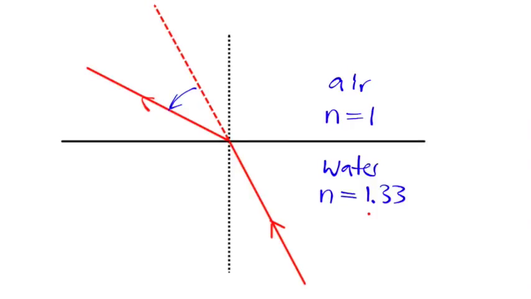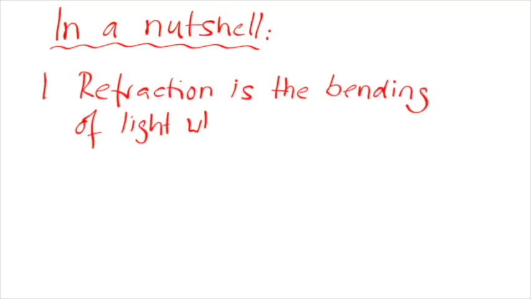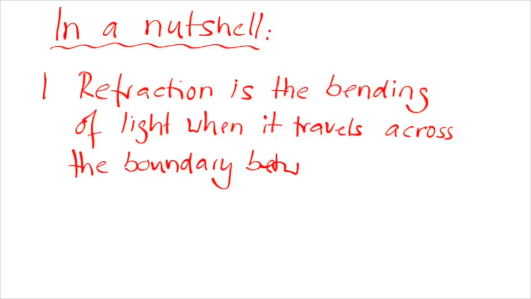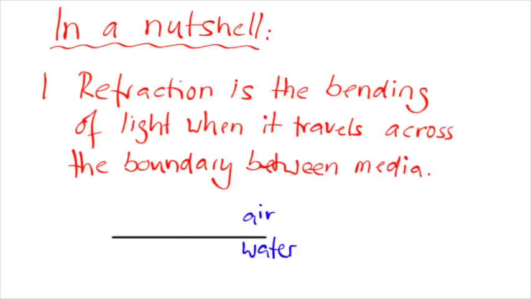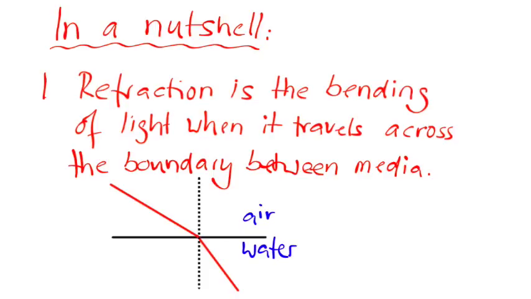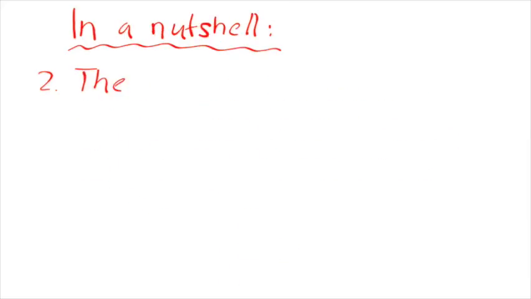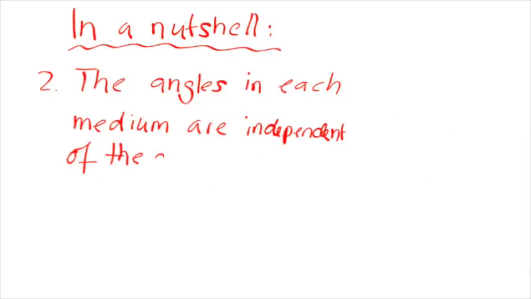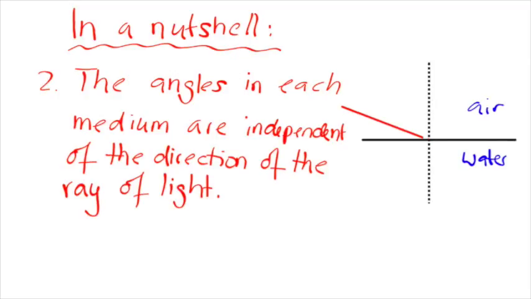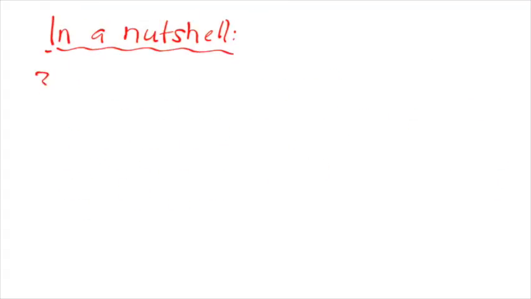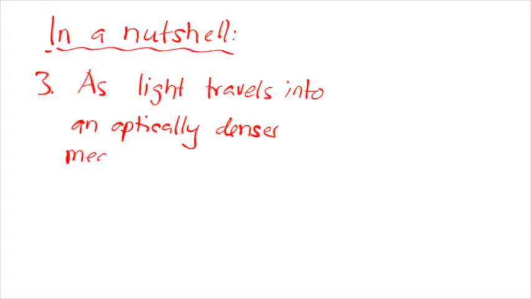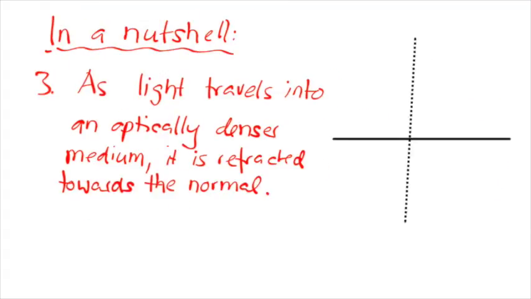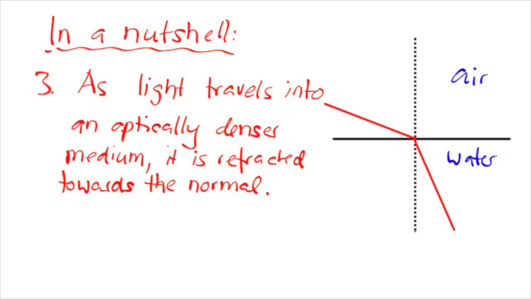So, let me summarize. In a nutshell, number 1, refraction is the bending of light when it travels across the boundary between media. Number 2, the angles in each medium are independent of the direction of the ray of light. And number 3, as light travels into an optically denser medium, it is refracted towards the normal.